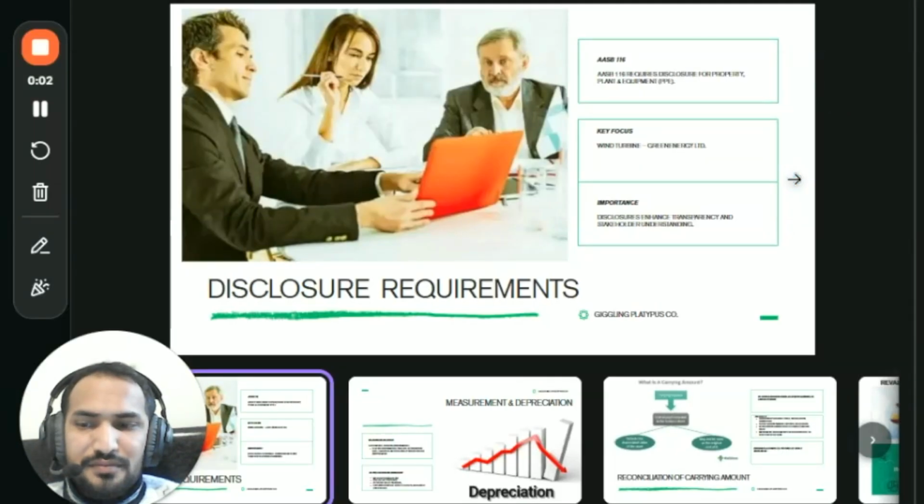Hello everyone, my name is Usman Shabbir and I will be explaining the disclosure requirements under Australian Accounting Standard 116 for the Green Energy wind turbine. Under AASB 116, Green Energy Limited must provide several key disclosures for property, plant and equipment. These disclosures help users of the financial statements understand how the asset is measured, depreciated, and how its value changes over time.